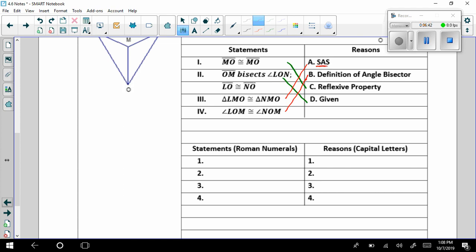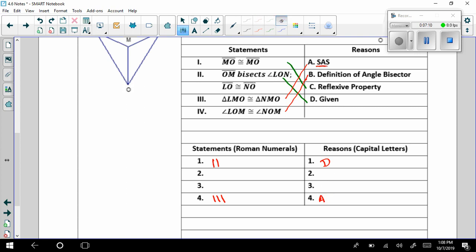Now we just need to put them in order. Okay, well, obviously our given needs to go first, and what we're trying to prove needs to go last. So our given goes first. D goes with 2, so we put a 2. What we're trying to prove goes last. That goes with A, right?